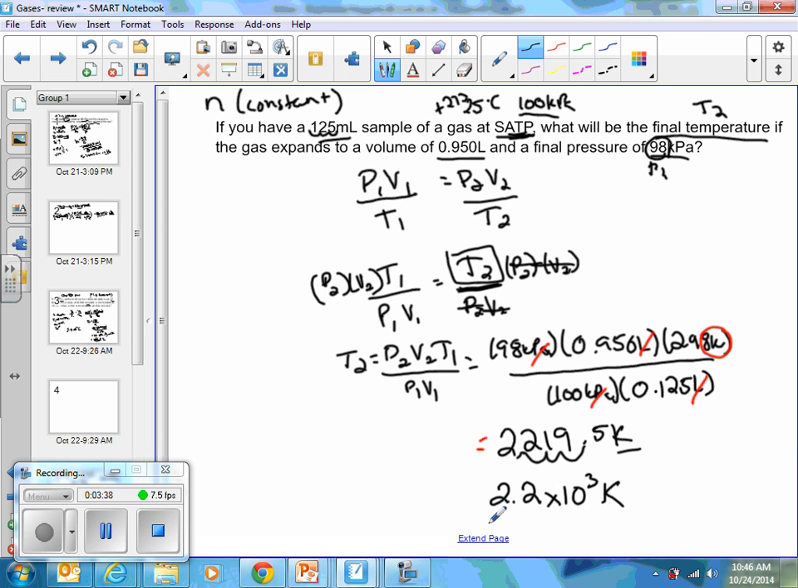If you sub this in your calculator and you did not get this, it's probably because you didn't put this in brackets. Because I have multiple terms in the denominator, this has to go in brackets, 100 times 0.125, when you enter that into your calculator.